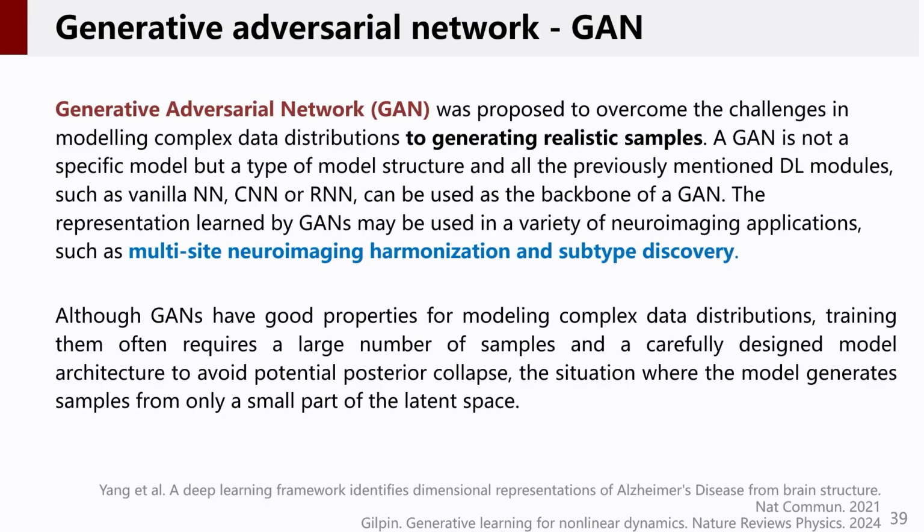And the next is the most popular generative AI, like GAN. GAN was also used to generate some realistic samples to help facilitate training, especially in multi-site datasets. We could also use GAN for site harmonization, and also for subtype discovery when you need to have more training samples.